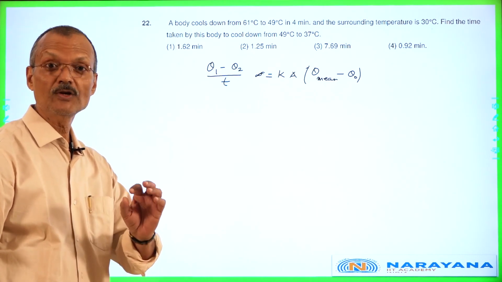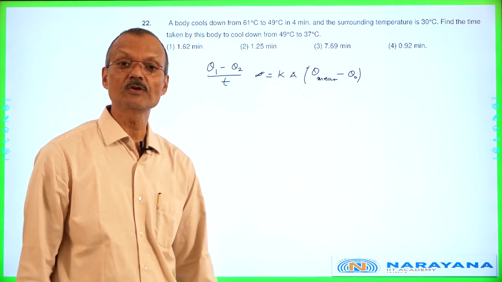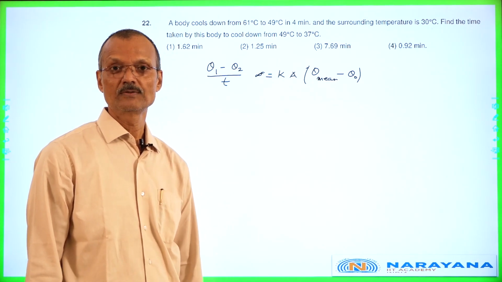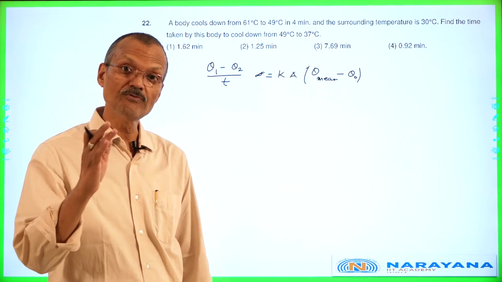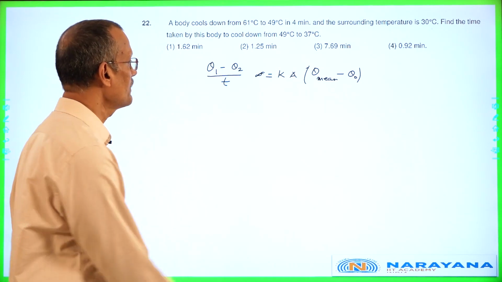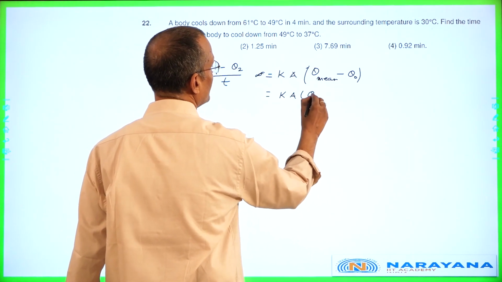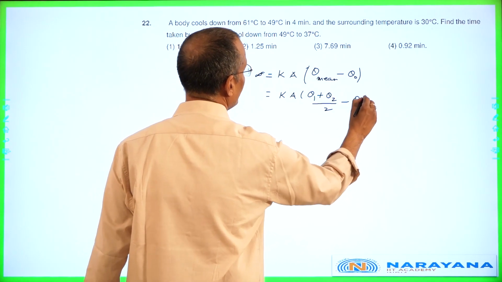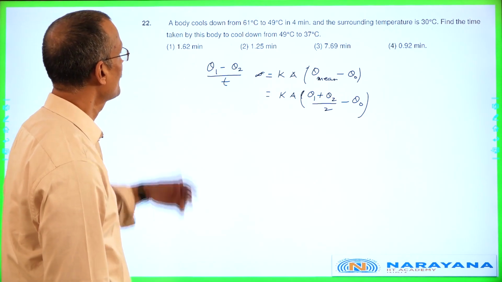But when it becomes lukewarm and you want to put it inside the fridge, you will have to wait for much time. Okay? When the temperature is very high, the cooling rate is also high, it will cool very fast. Theta mean is K A, theta 1 plus theta 2 by 2 minus theta naught. This is there. Now, let us go for that.